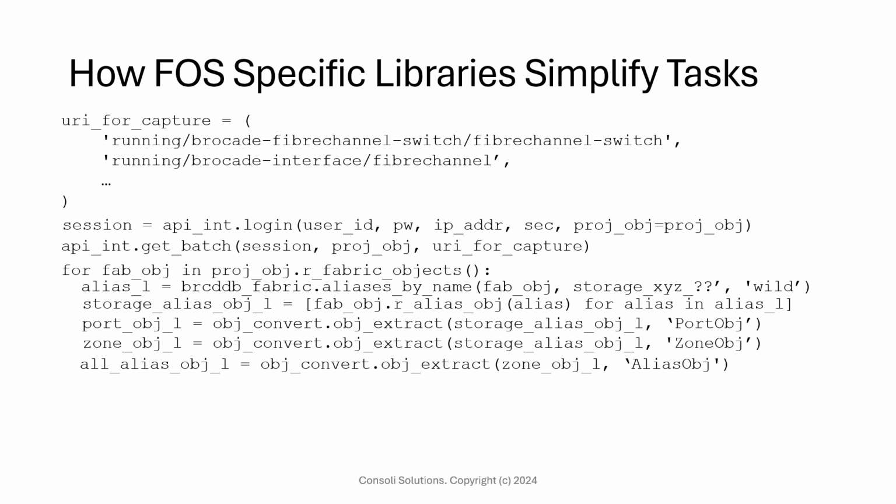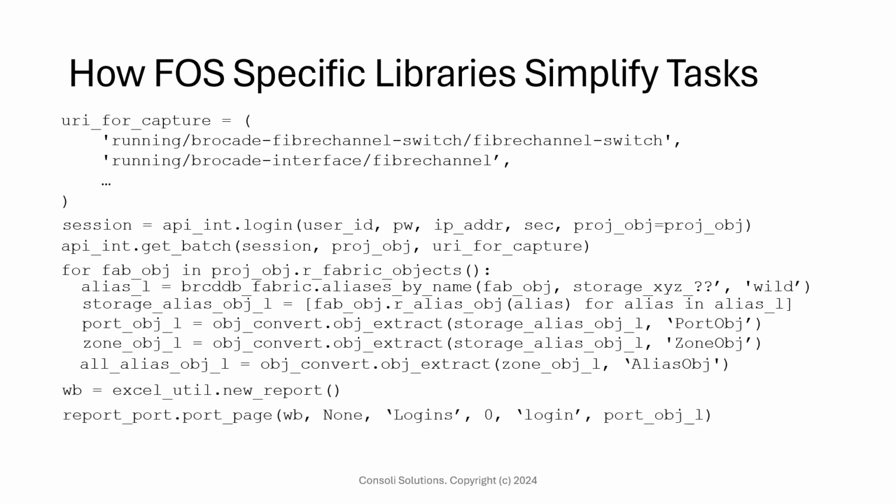Now, I would normally subtract out the storage aliases because what I really want is a list of server aliases, but this is good enough for this example. For the cable teams, I'm probably going to want to give them a workbook. So I have a utility to give me a workbook object. I have a standard utility to insert port pages into that workbook. I save the workbook, and that's it.